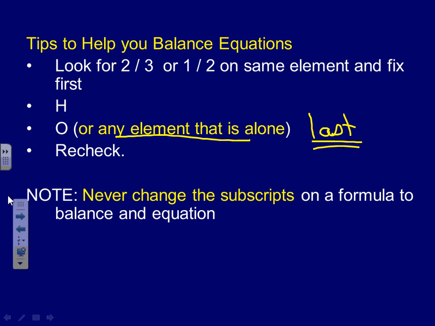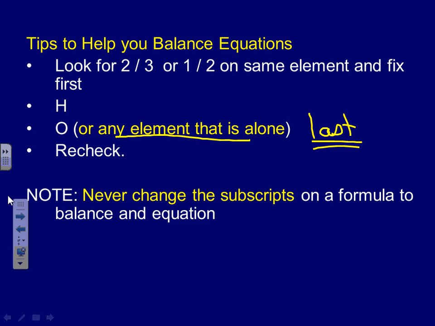Recheck. When you're done, you want to take a check to see that everything is the same and you've got it balanced. So, one last thing. Never change the little numbers. The little numbers are determined by the formula of that substance. They cannot be changed. We cannot change the formula of substances just by choice. They're determined by the way physics works. But we can change the big numbers.